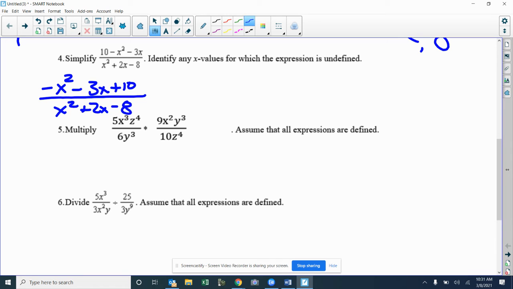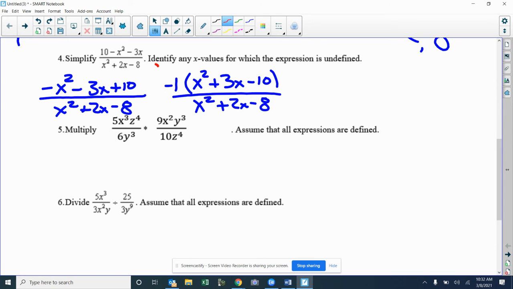Now, it's hard to factor when I have negative x, so I'm gonna take negative 1 out. That'll give me x squared plus 3x minus 10 over still x squared plus 2x minus 8. So all I've done there is to get this thing set up to do step 1, which is factor, okay? All that work. Put it in standard form. I had x squared, I had a negative in front, so I'm gonna get rid of that. All right, so now I still have negative 1 out front, and I'm ready to do some factoring.